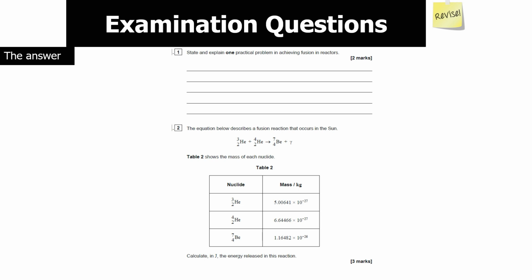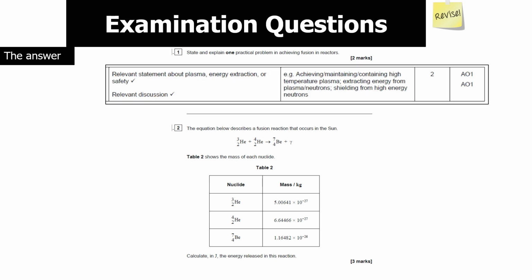Right, in this first question you've got to realise there are three problems with fusion in nuclear reactors on Earth currently. Firstly, you could indicate that it's difficult to achieve the high enough temperatures and pressures in the plasma to constantly have fusion working at a consistent rate.